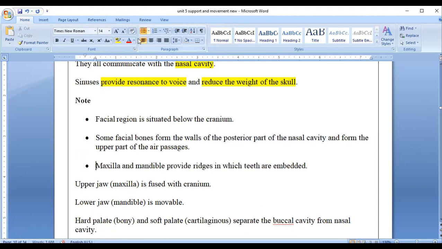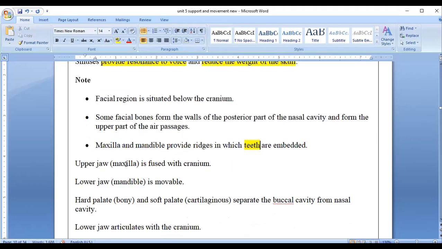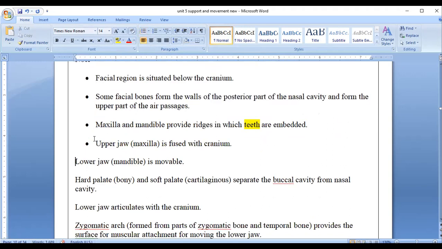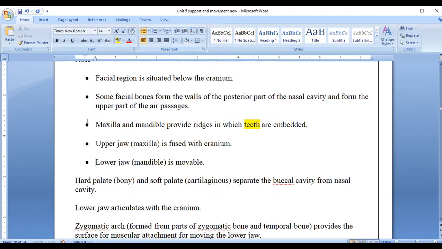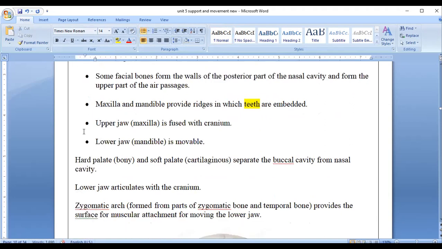Maxilla and mandible. You know maxilla and you know mandible. In them, what are placed? Teeth are placed. That is, maxillae and mandible provide ridges in which teeth are embedded. The upper jaw, that is the maxilla, is fused with the cranium. The lower jaw is the only bone that is movable.